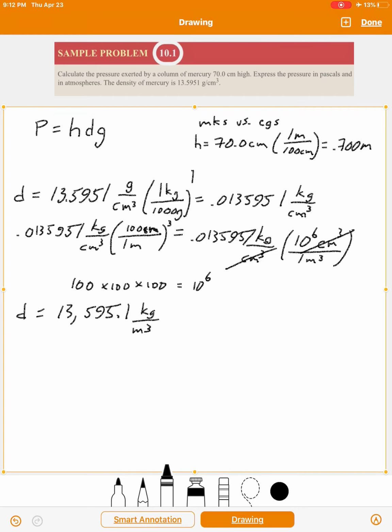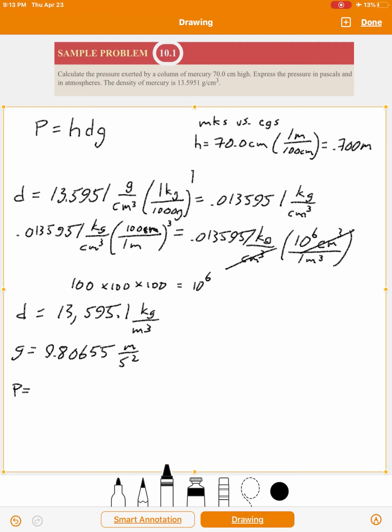G is already in MKS. G is 9.80655 meters per second squared. So we've already got that one. So we have everything in the MKS system, so now we can plug it in.